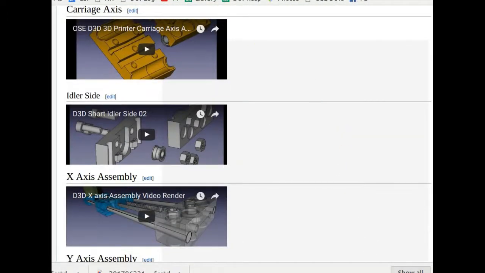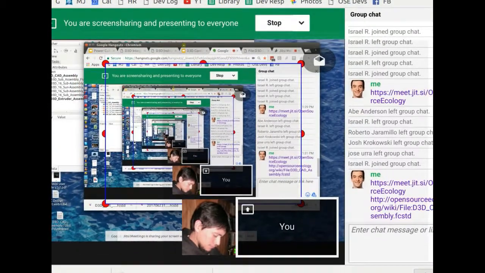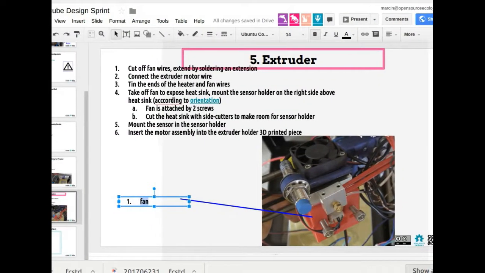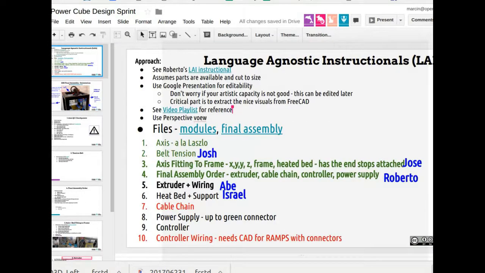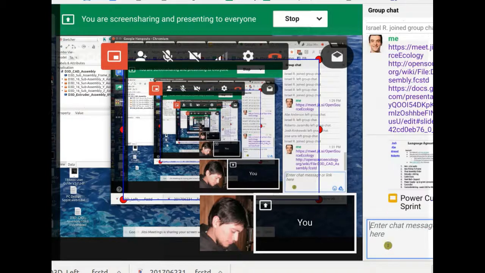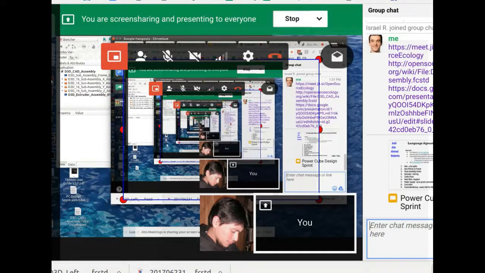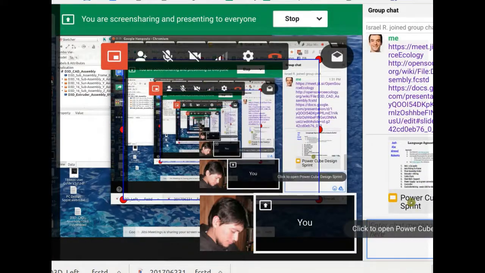Hey, Marcin, can you hear me? Yes. So I think I may have missed the assignment there. What was the assignment you gave me here? The language agnostic instructional on the, do you see the working doc? Are you in the working document? I might have the wrong working document too. I'm looking at development team August 15. I just put it in the chat box.